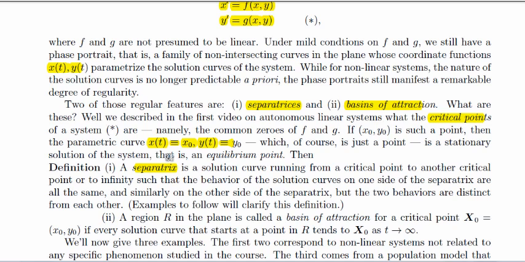Second is a region called a basin of attraction. So a basin of attraction for a critical point x0 is a region in which every solution curve that starts at a point in the region tends to x0 as t tends to infinity.